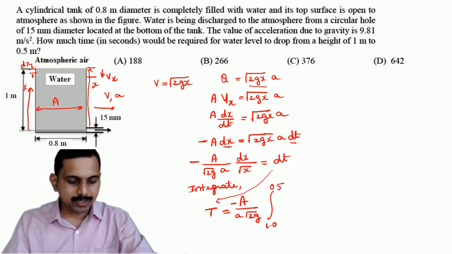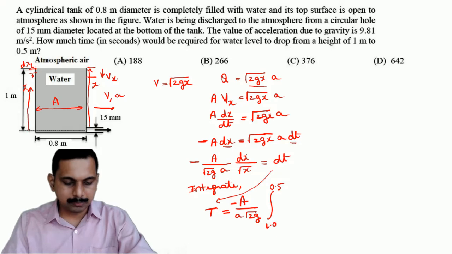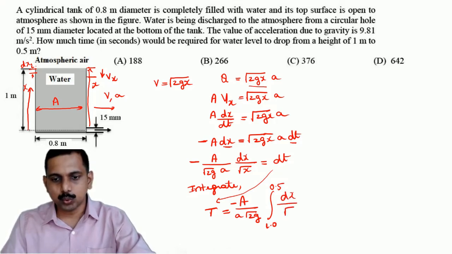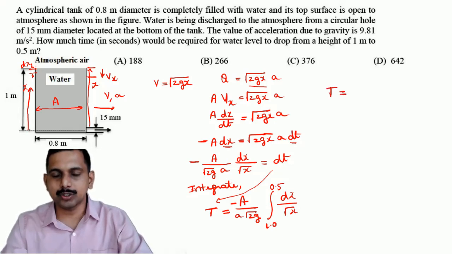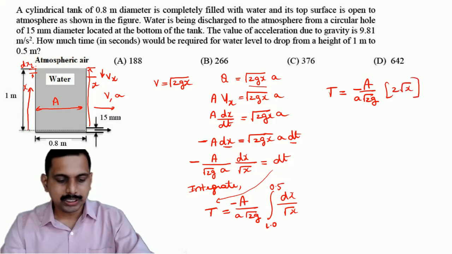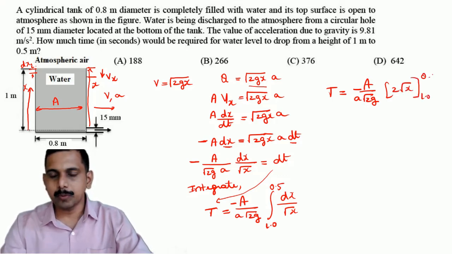We are integrating dx by root x, and when I integrate, I will get 2 root x. So t is equal to minus A by a into root 2g into 2 root x, between 1 and 0.5.